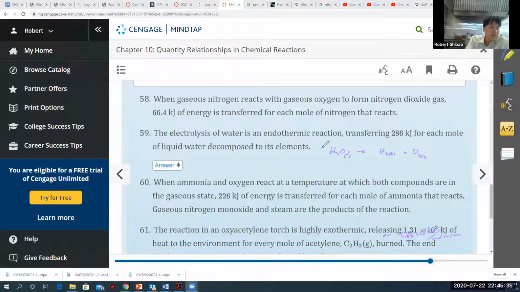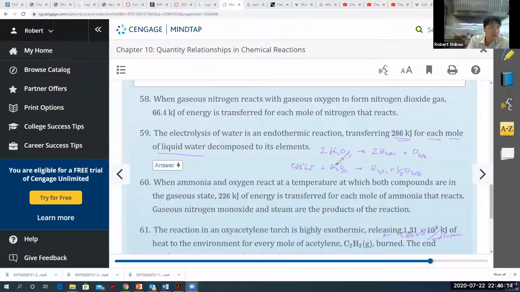Now to balance this, we typically write 2 waters here and we get 2 hydrogens here. But this is 286 kilojoules per each mole of water, and this is 2 moles of water. So what we'd have to do is double this for 2 moles of water, or we'd have to cut this in half. If we cut this in half, then we get H2O liquid goes to H2 gas plus 1/2 mole of oxygen, which is fine. And in this case, it would be 286 kilojoules plus this.